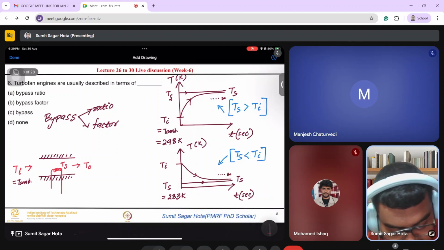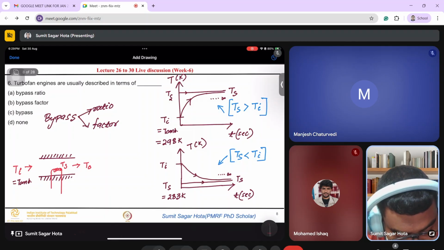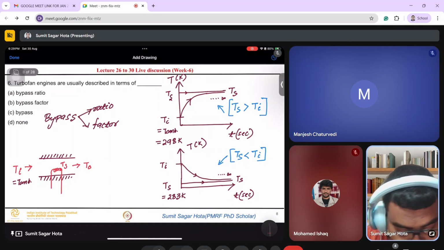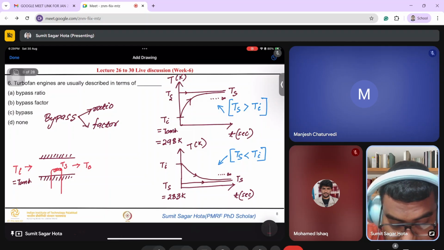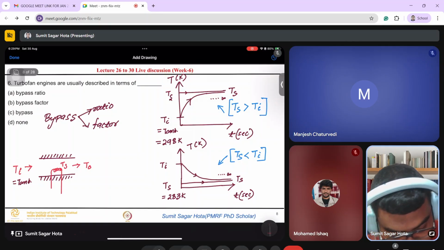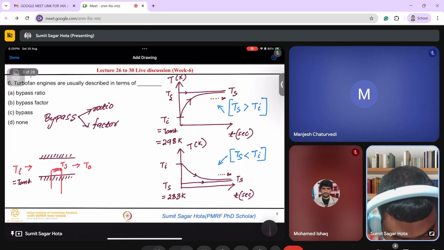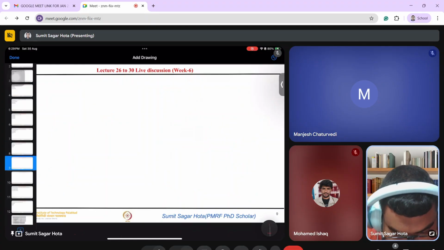So for these kinds of change in temperatures, when we talk about the atmospheric temperature, the inlet temperature, the outlet temperature, and the surface temperature of the heating coil or cooling coil, then one term we tell is called the bypass factor. What is a bypass factor?